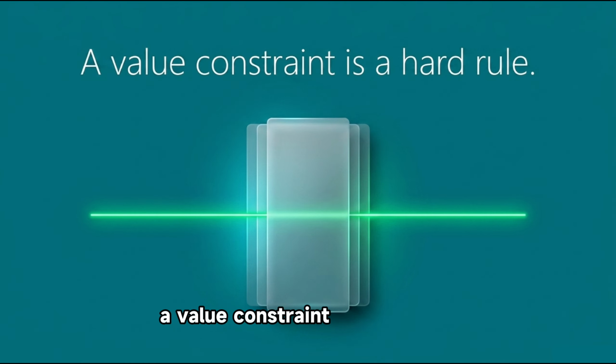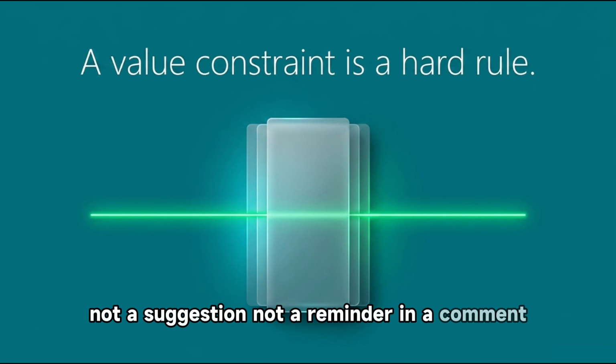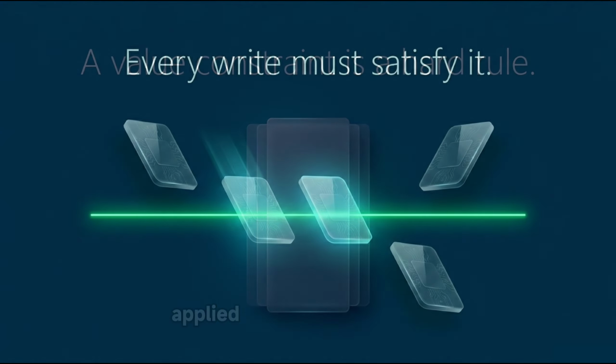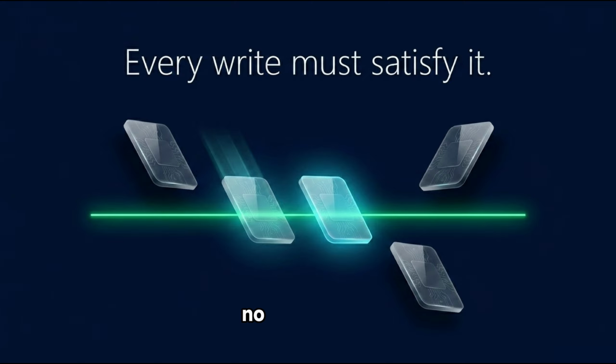A value constraint is a rule that every value in a column must satisfy before it is allowed to exist in the table. Not a suggestion, not a reminder in a comment. A hard rule, enforced by the database engine itself, applied to every single write, no exceptions.